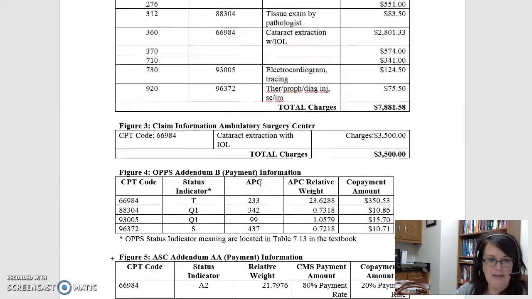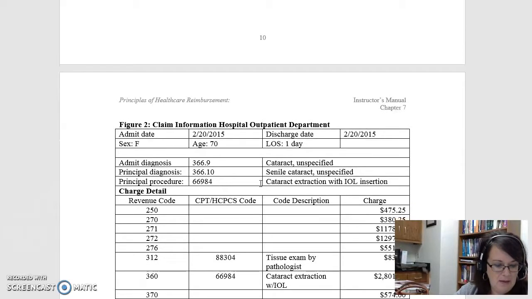So when I get to the assignment, all of these figures are helpful. They give you a lot of different information, so you really need to take your time and focus in here. When you get to figure 5, you don't have to do anything but review the information until after figure 5. After figure 5, it says payment determination steps.